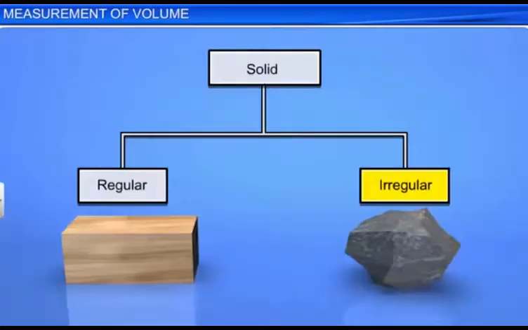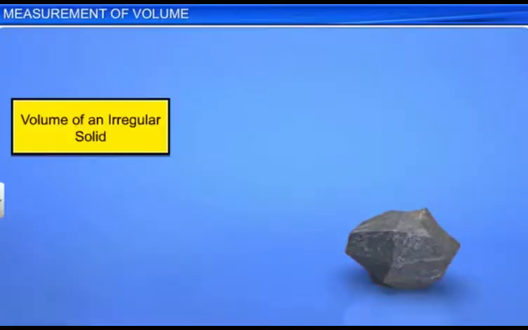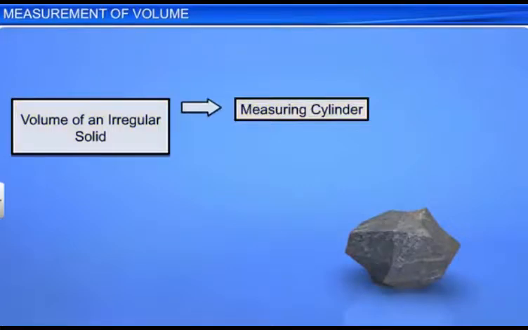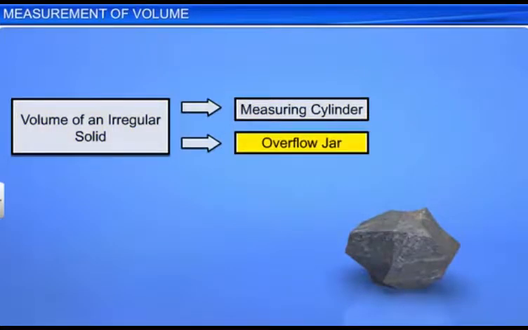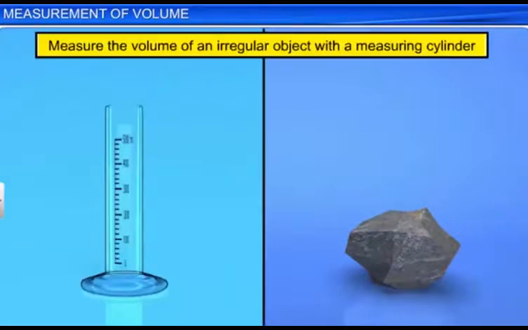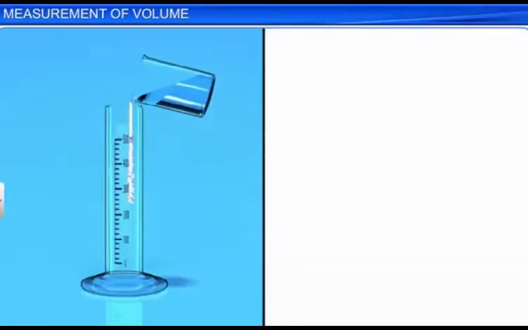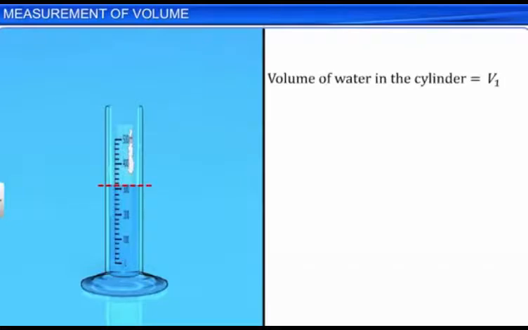If a solid object has an irregular shape, a stone, for example, then its volume can be measured in two ways. One is by using a measuring cylinder, and the other one is by using an overflow jar. Let us see how to measure the volume of an irregular object with the measuring cylinder. Take a measuring cylinder and fill it with water up to a certain level. Note down the volume of water by placing the eye at the level of lower meniscus. Let this volume be V1.